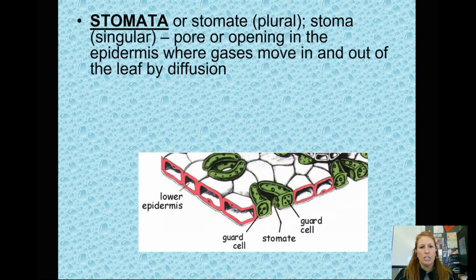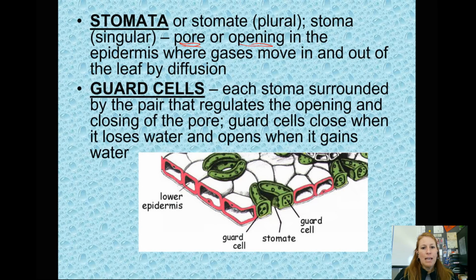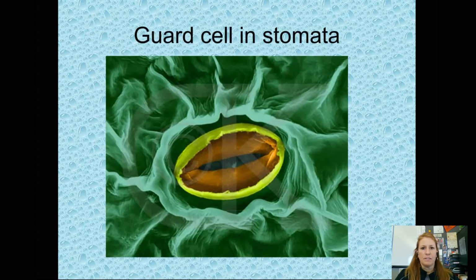So I already talked about stomate, stoma, stomata, and this is the pore or the opening. That's where the gases are going in and out. And the guard cells are on each side, and they control the opening and closing. And again, the gases, oxygen, carbon dioxide, and water vapor, are all very important for the process of photosynthesis.